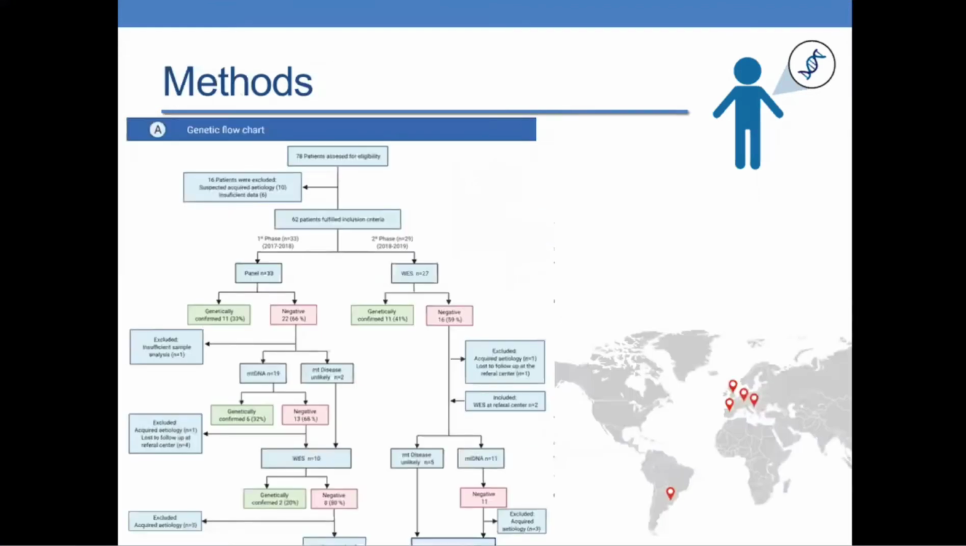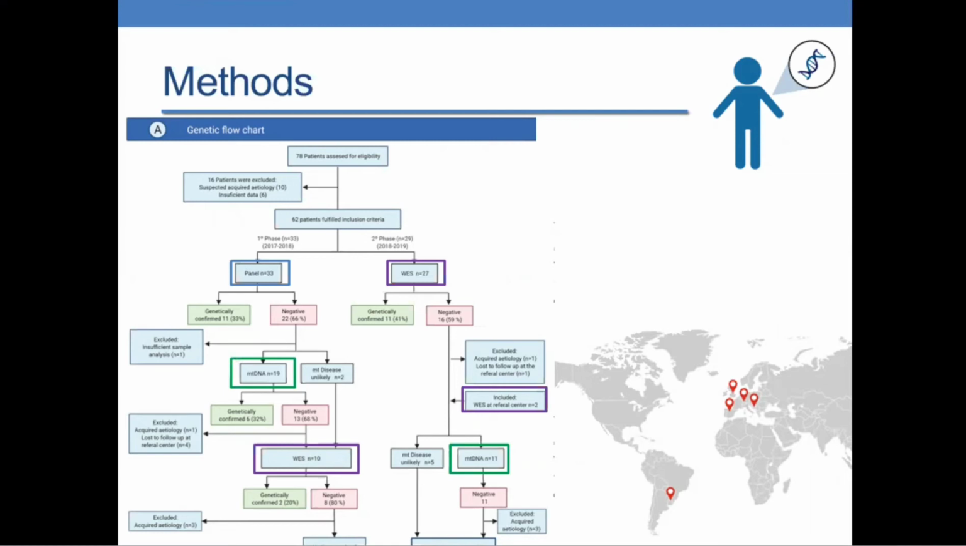In this multicenter study, we aim to identify the genetic etiology of bilateral basal ganglia lesions observed on the brain MRI of 62 children with movement disorders. During the first stage, patients underwent genetic analysis by a targeted gene panel, followed by whole exome sequencing. During the second stage, patients were analyzed by whole exome sequencing. In both cases, when no pathogenic variants were identified, complete mitochondrial DNA sequencing was performed.